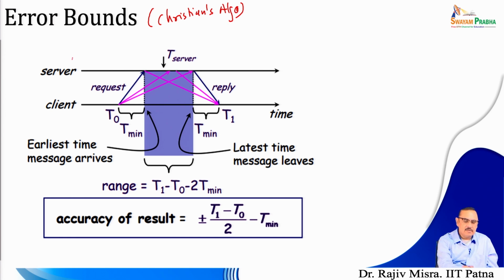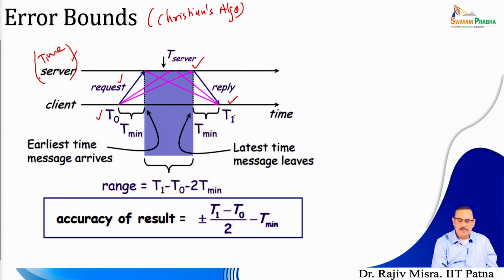So, let us say that this is the time server and this is the client which wants to synchronize the time as per the server. It sends a request at, let us say, time T0, and this request is served by the server, and the server will send the time T here in a reply message. This will be received at time T1 at the client.